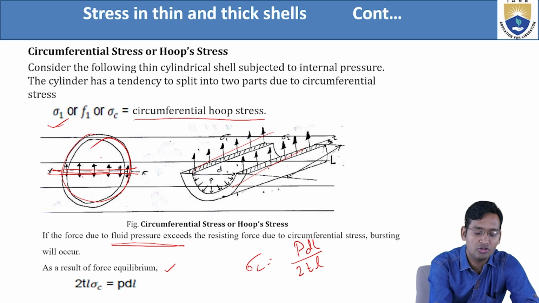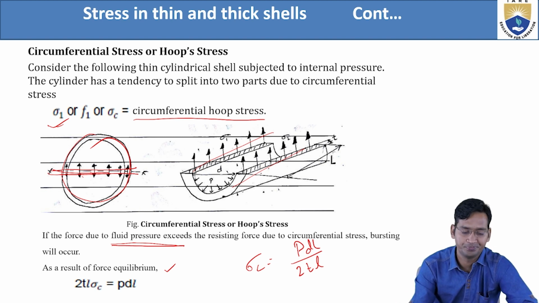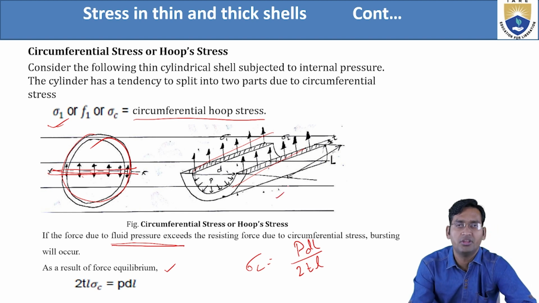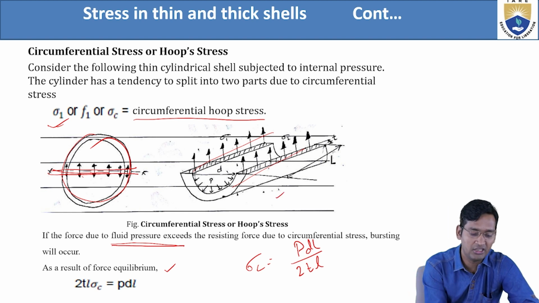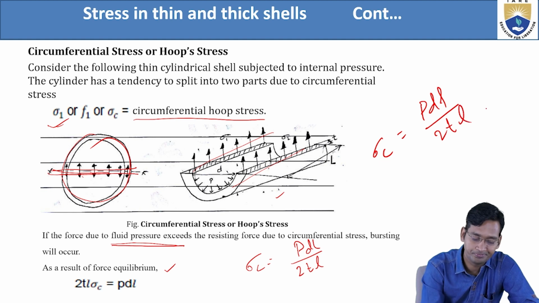Because of the internal pressure, whatever the fluid is inside is exerting pressure on the skin and trying to split it into two parts. Okay, so that is the circumferential stress. In that case, what happens? At equilibrium, 2 t L σ_c equals P into D L. So from here, what will we get? σ_c equals P D L by 2 t L, where t is the thickness, L is the length, and D is the diameter.